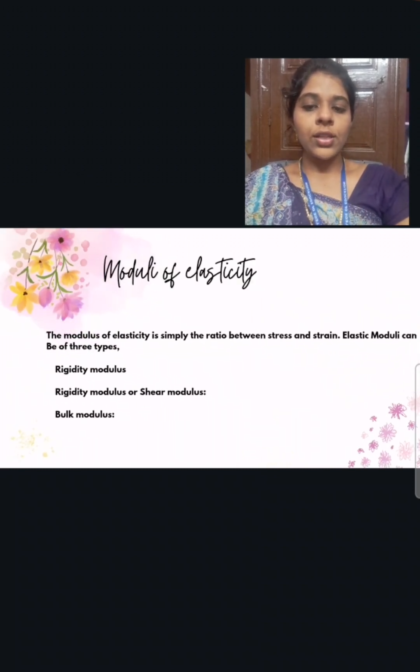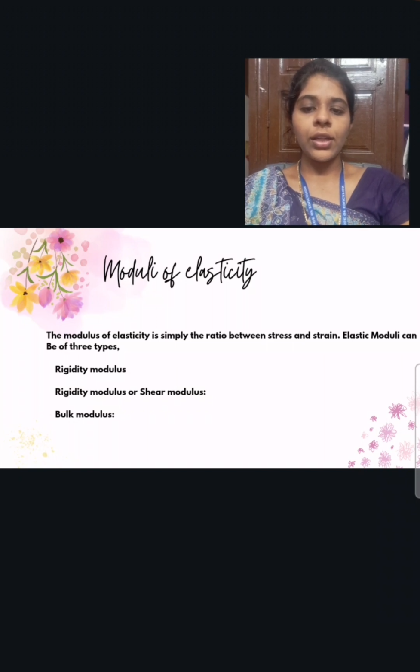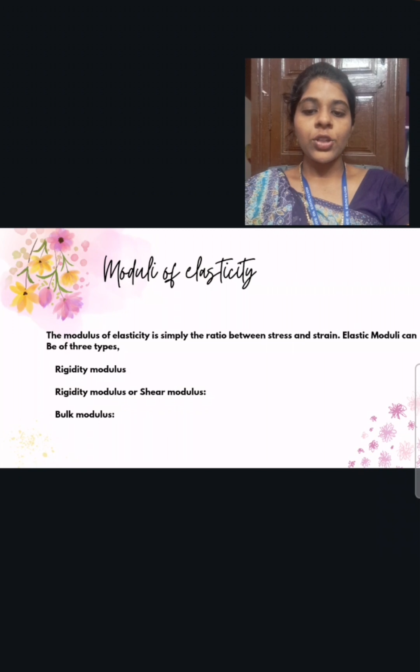Now let's see about the moduli of elasticity. The modulus of elasticity is simply the ratio between stress and strain. Elastic moduli can be of three types: Young's modulus, rigidity modulus or shear modulus, and bulk modulus.